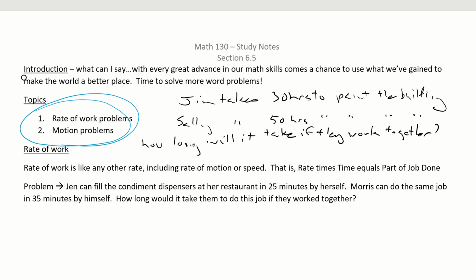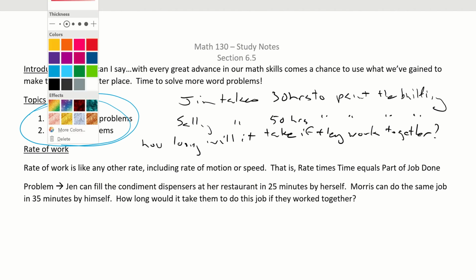And I got another one down here as well that we're going to talk about, Jen and Morris. We'll do that problem, but I just wanted to invent a problem like this and show you the mechanics of it. First of all, if Jim takes 30 hours and someone helps him, you'd think it's going to take less than 30 hours, right? Otherwise, don't help me. So the first thing you're going to figure, it's going to take less time than Jim. He's fast, and it's going to be even faster with Sally helping him.